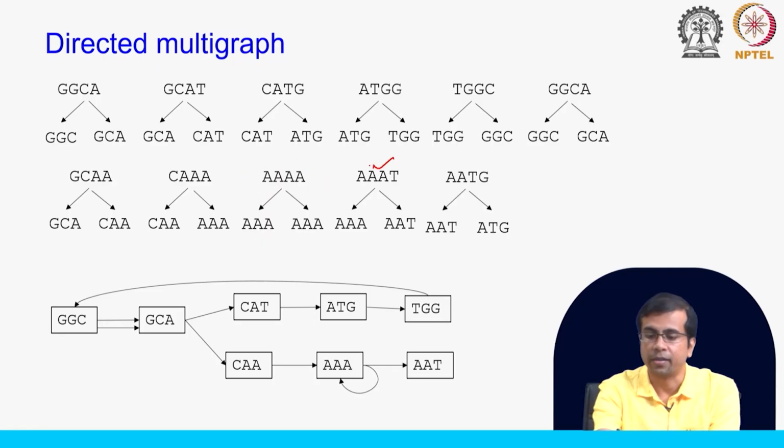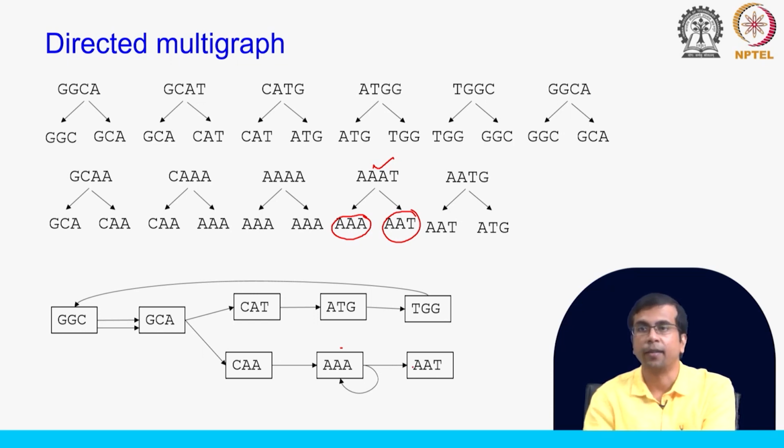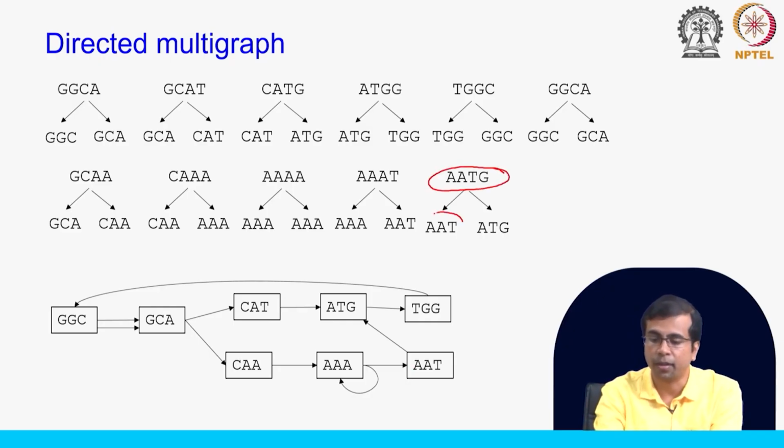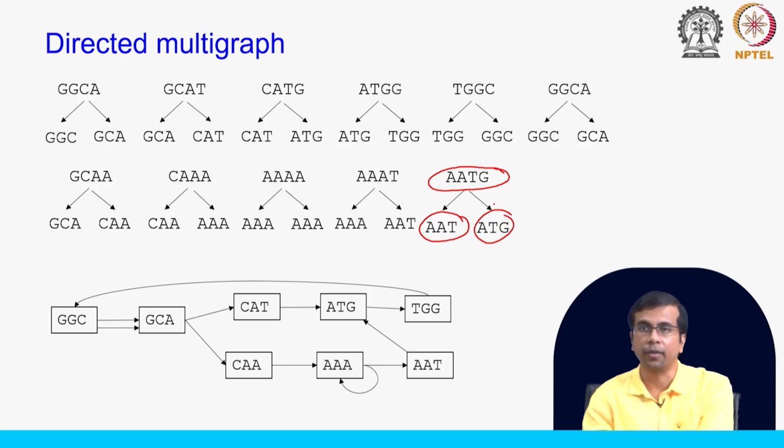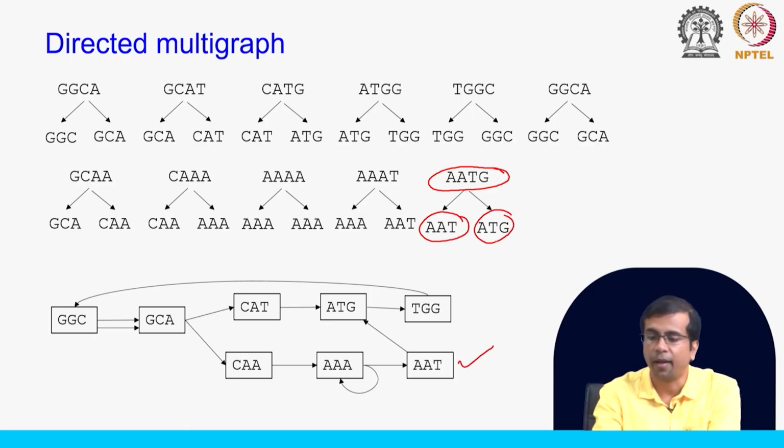So, we next move to this AAAT sequence, and we see whether these k minus 1 mers exist in the graph. We see the AAA k minus 1 mer already exists as a node, and we need to add AAT, and we add that and add the edge in this graph. And finally, we move to AATG, and again we check these k minus 1 mers. AAT exists in the graph, and ATG also exists in the graph. So, we add this connection or edge in this graph. Now the directed multigraph is complete because we have utilized all the reads in our data.